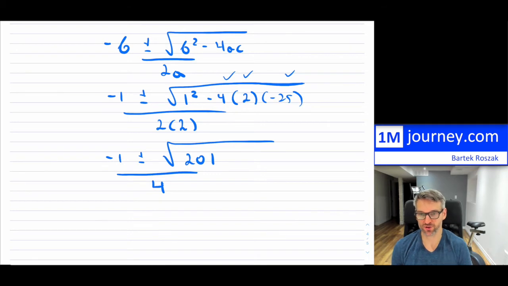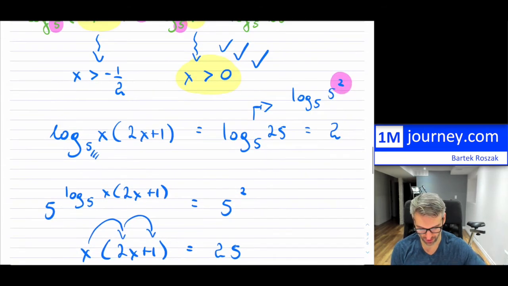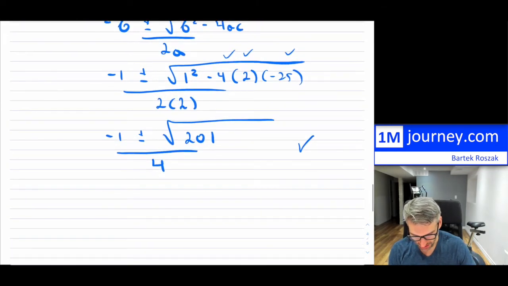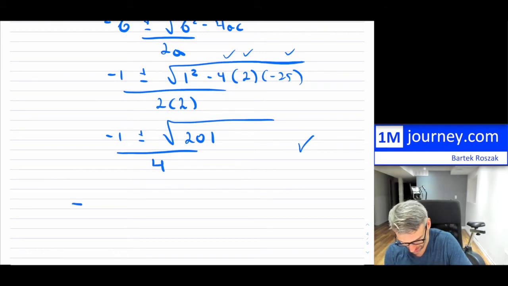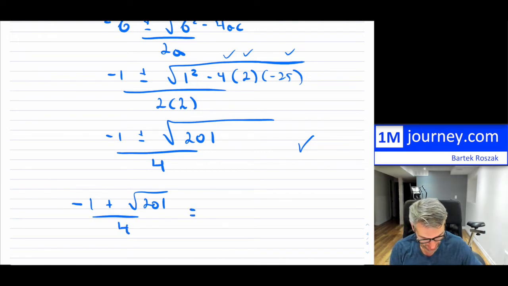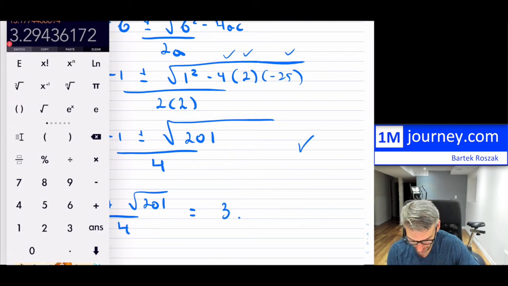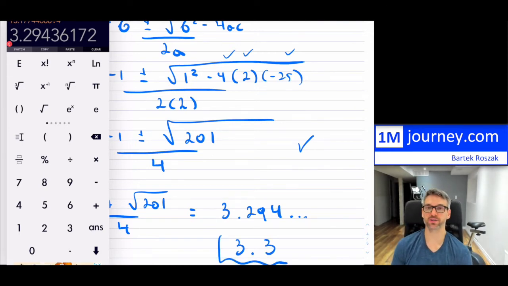That's our answer. Now we have to be careful: there are 2 roots here, but we can only take the positive root, and that's coming from our restriction that we had originally. So I can't take negative 1 minus the square root of 201. I'm going to take negative 1 plus the square root of that, and then check what that is. So let's see it: 3.294 and so on. Rounded to the tenth, that's what it would have been approximately.